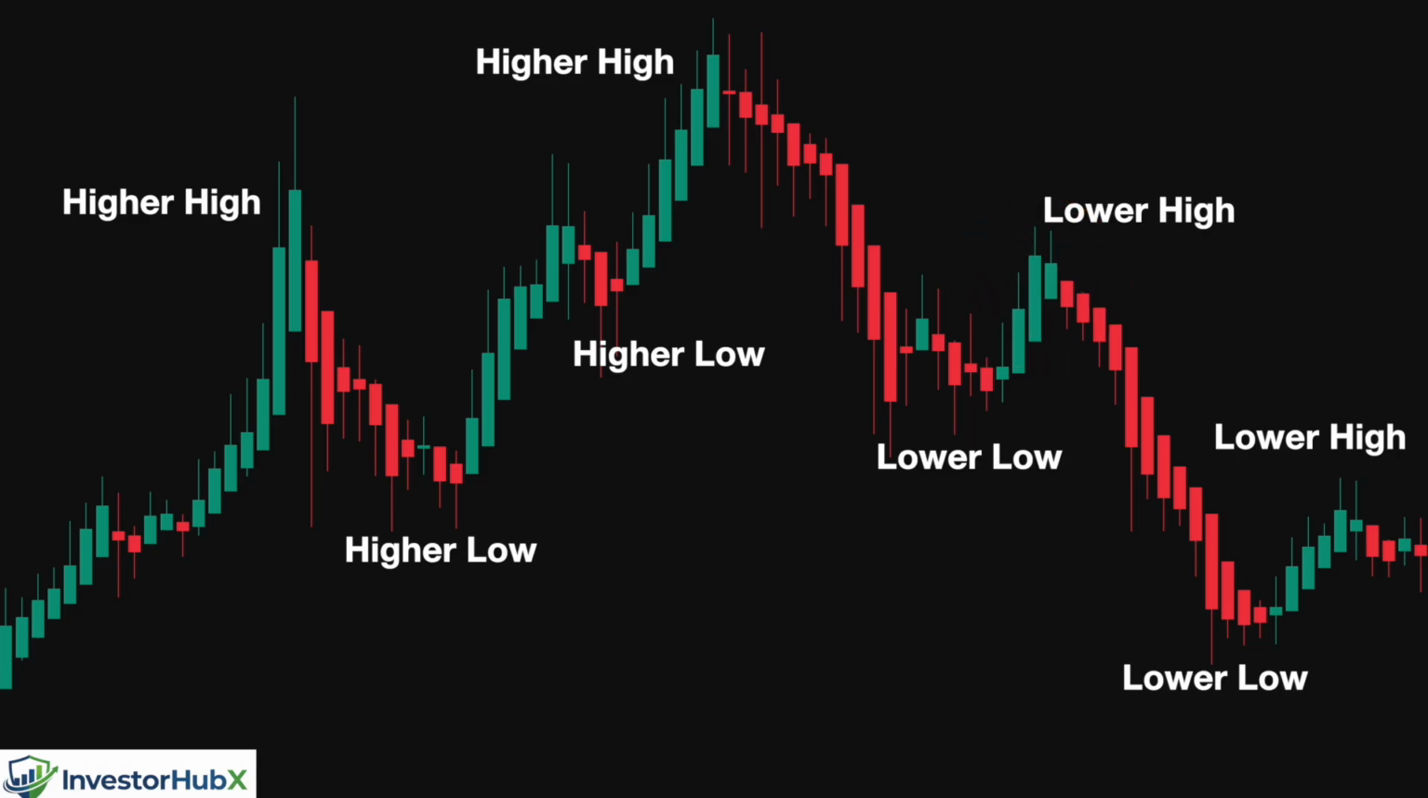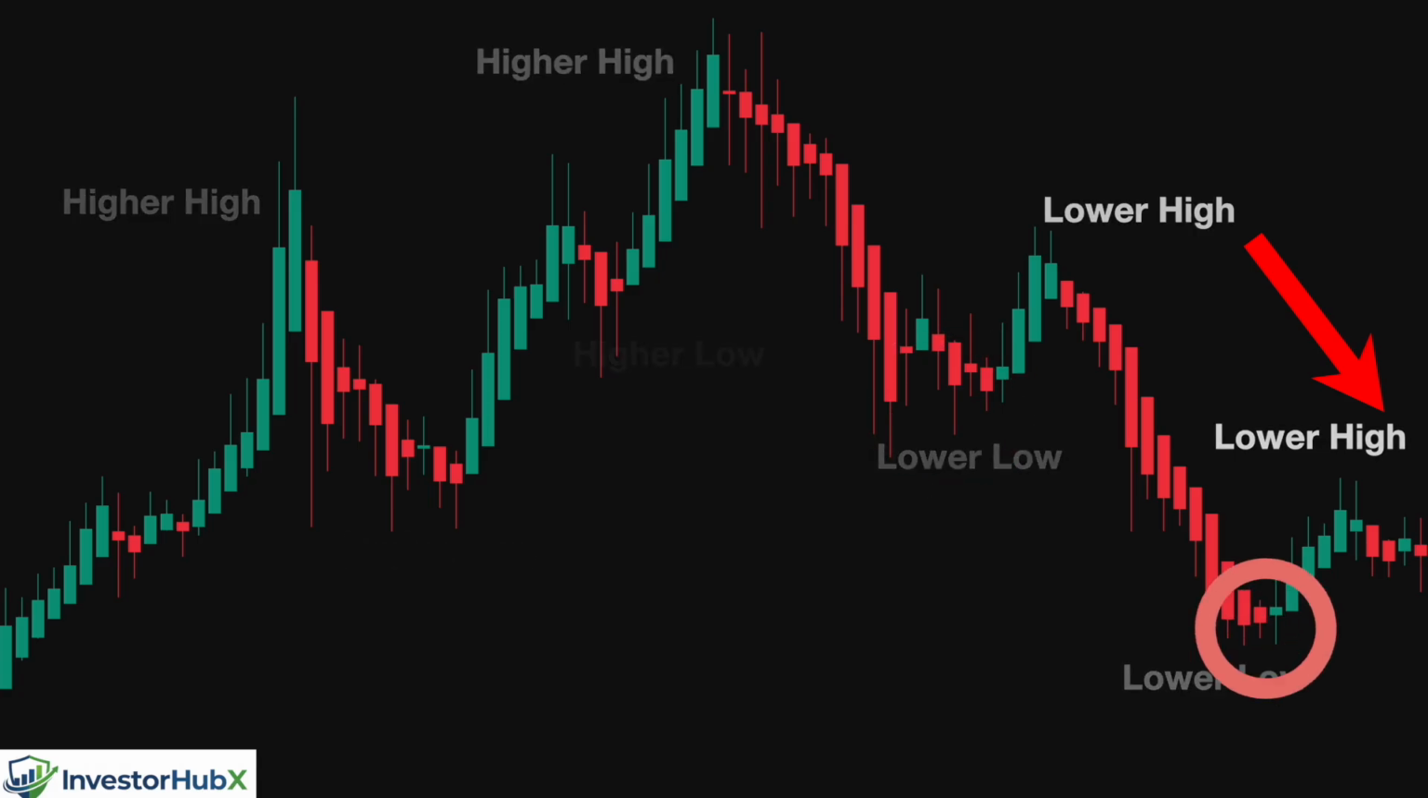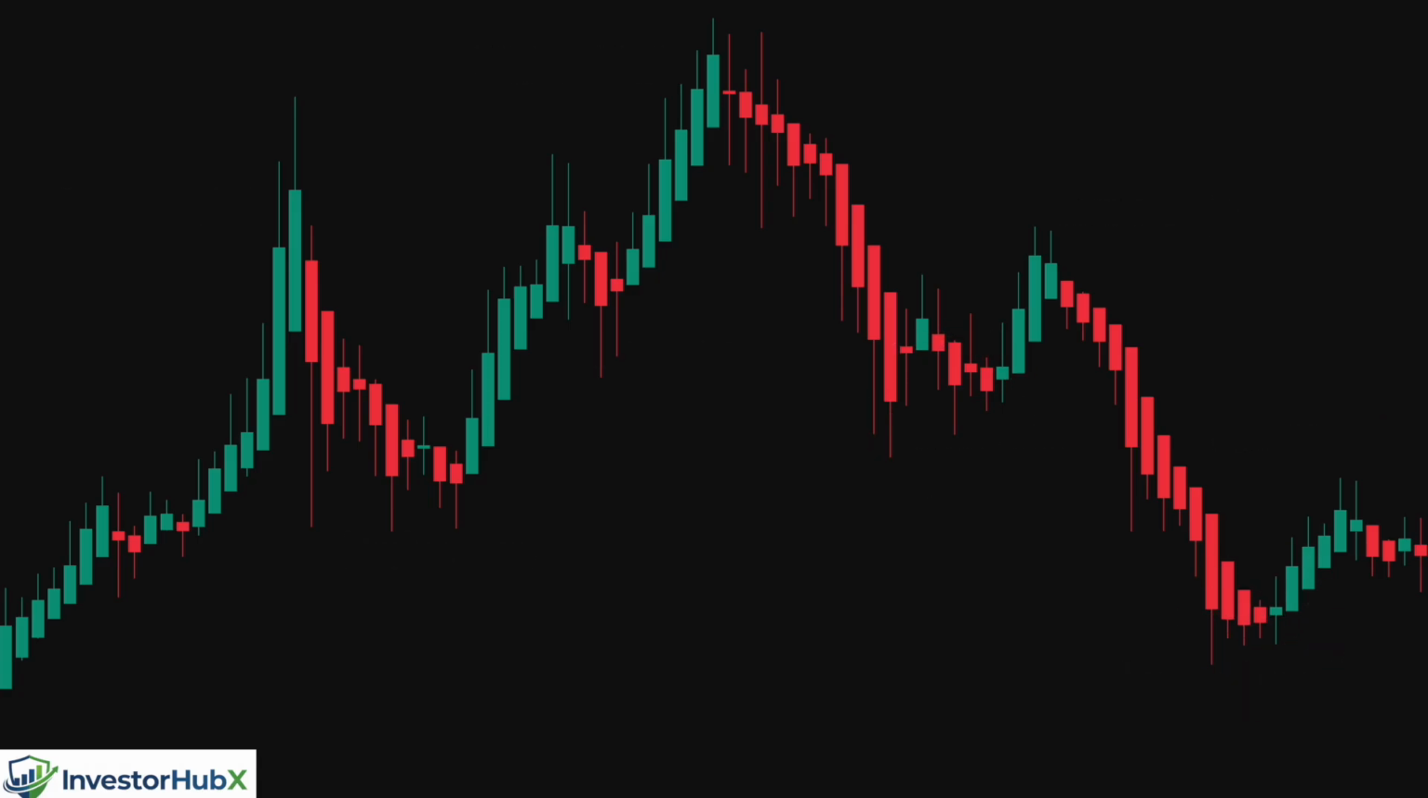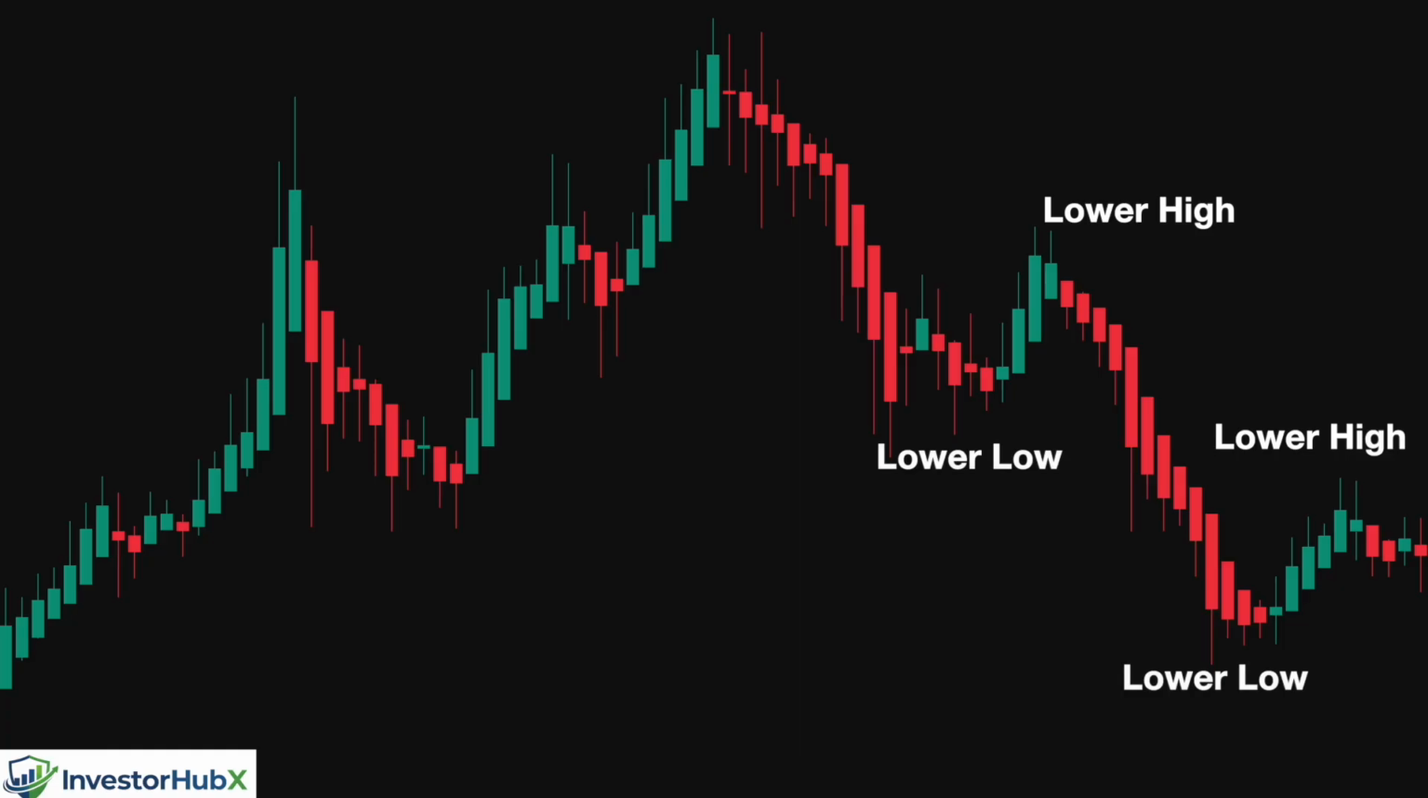Instead, it forms a lower high. Then, on the next pullback, price breaks below the previous low, forming a lower low. This tells us that buyers are no longer in control. Rallies are becoming weaker, and sellers are stepping in earlier. When the market starts printing lower highs and lower lows, it signals that the bullish structure is breaking down.